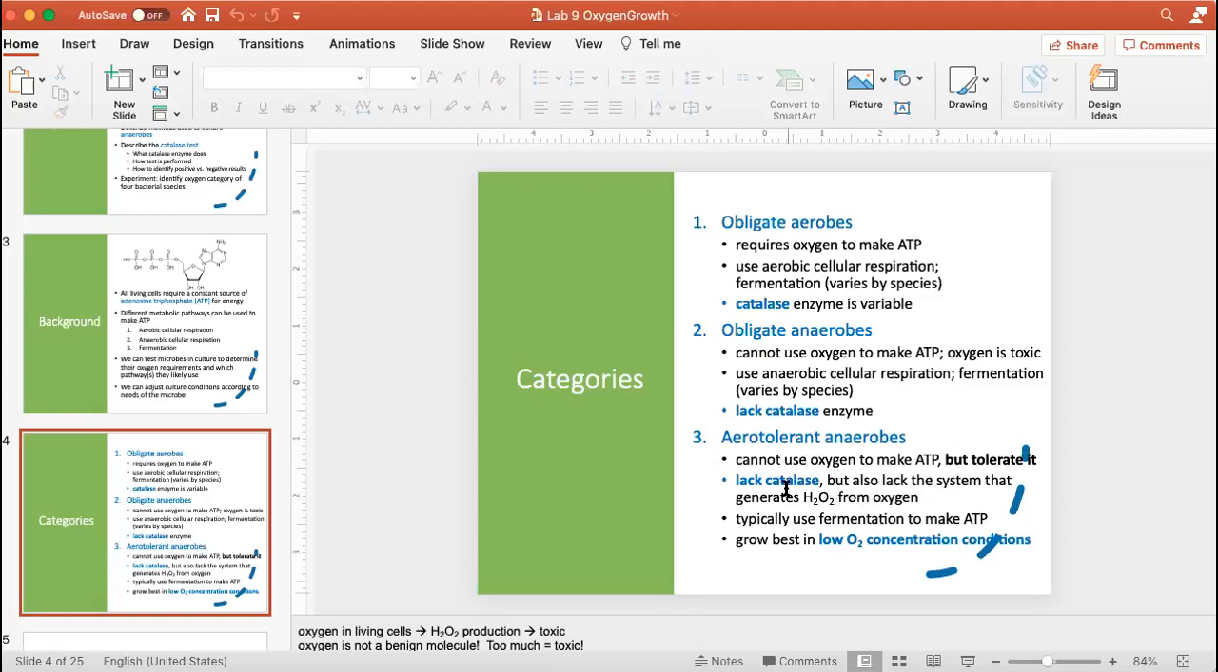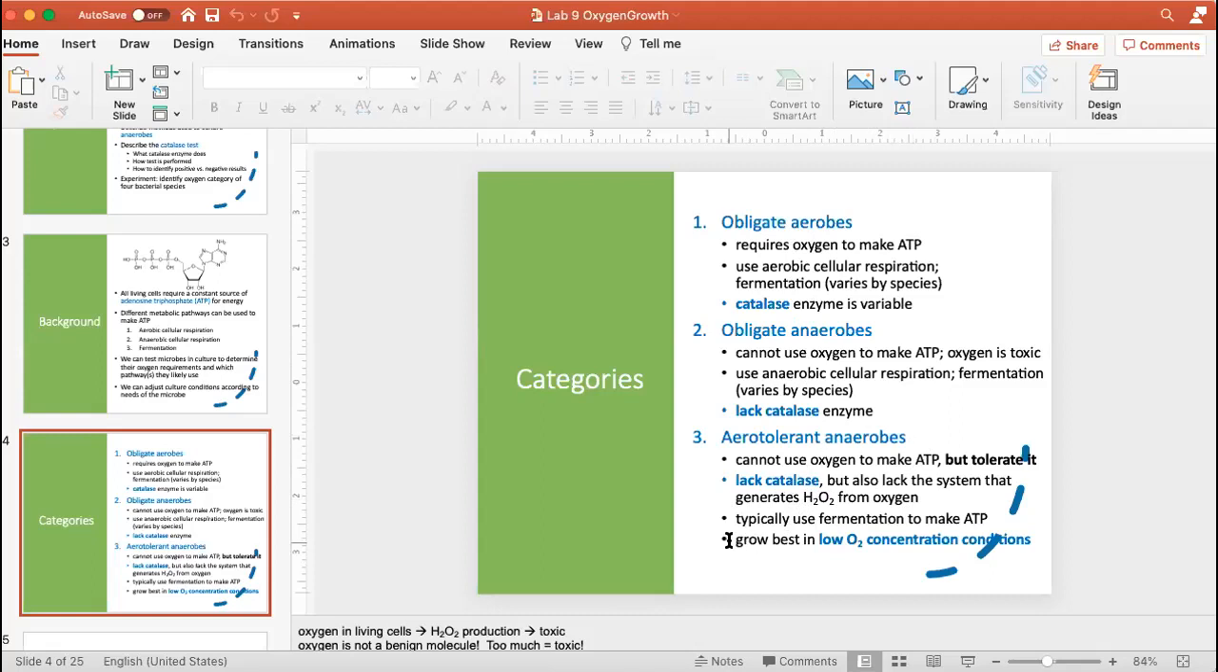I have one of those byproducts listed here, H2O2, which is hydrogen peroxide. Aerotolerant anaerobes also have the ability sometimes to use fermentation. Aerotolerants, in fact, are more likely to also use fermentation. Remember, so far we've said any of these groups, some species might also be able to ferment. The aerotolerants, they can usually ferment as well.